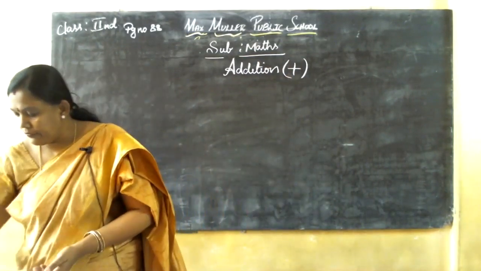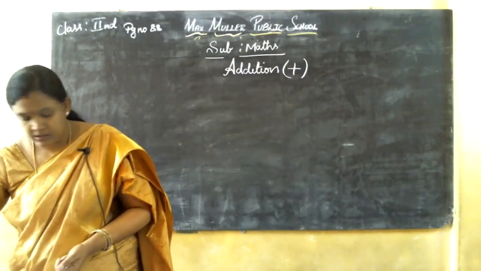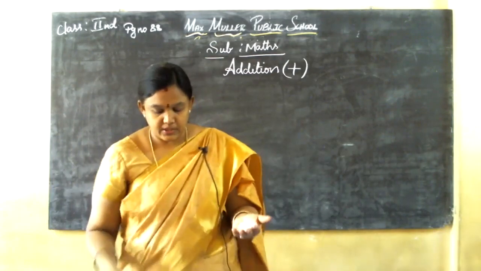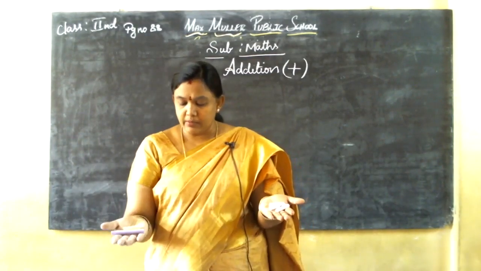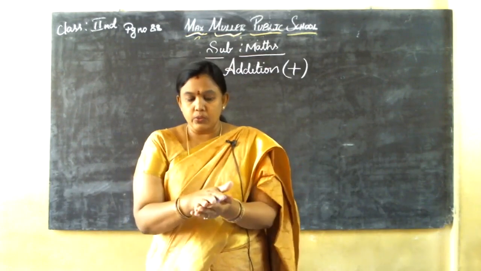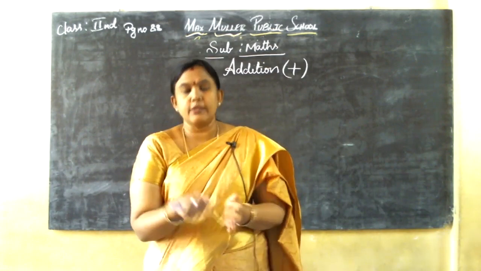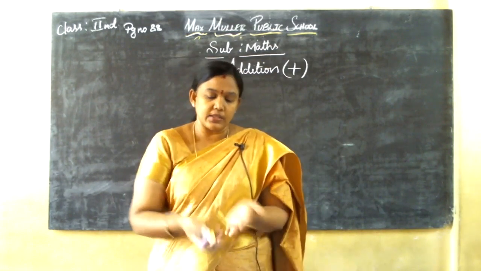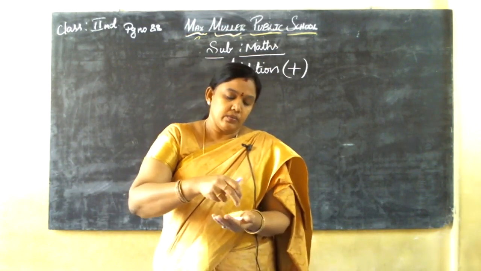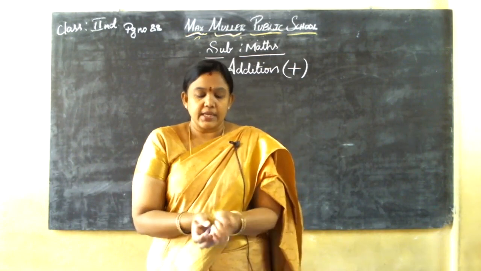See, in my left hand, 3 chalk pieces are there. In my right hand, 2 chalk pieces are there. If we put together 2 plus 3, how much is that? 2 plus 3 is 5. Now we will count all these chalk pieces: 1, 2, 3, 4, 5. Understood, children? Once again I am saying this.